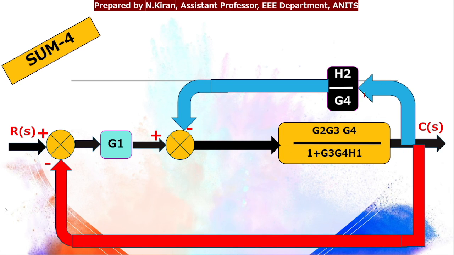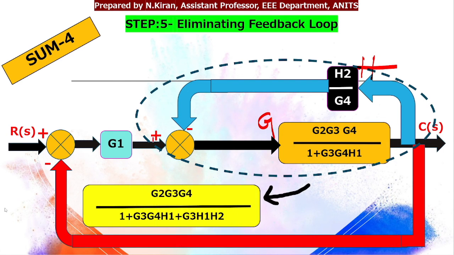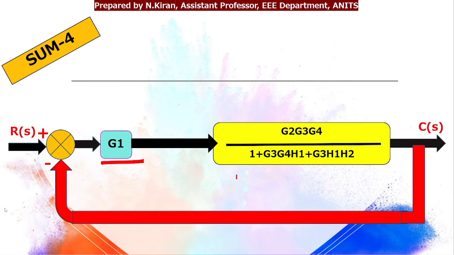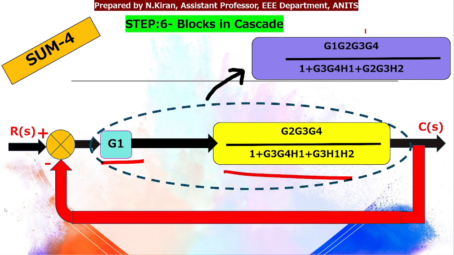So this is nothing but a feedback path. In place of G, I have G2, G3, G4 by 1 plus G3, G4, H1. In place of H, I have H2 by G4. Upon applying the formula, that will give me the value of feedback path as G2, G3, G4 divided by 1 plus G3, G4, H1 plus G3, H1, H2. In the next step, these two blocks are in cascade. I'll multiply and get this value. Just this block is getting multiplied by G1.